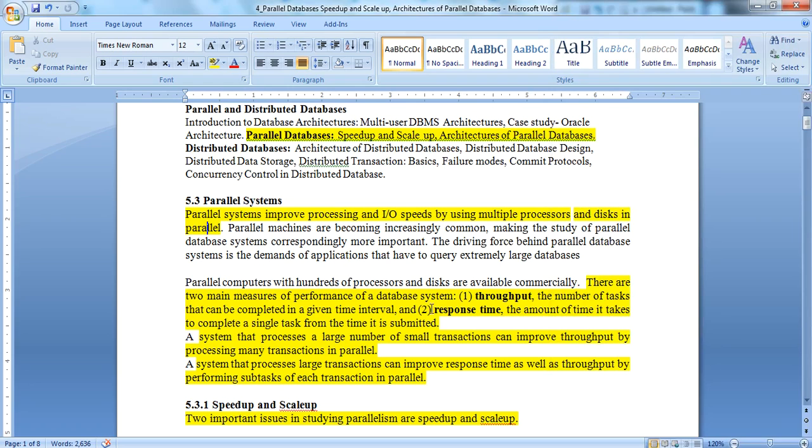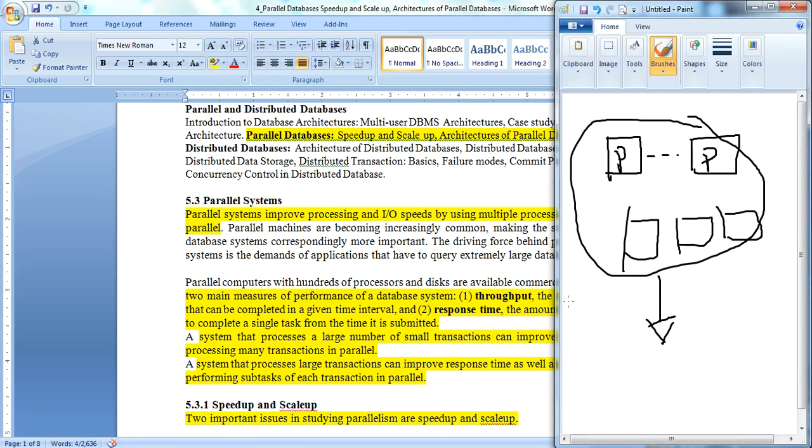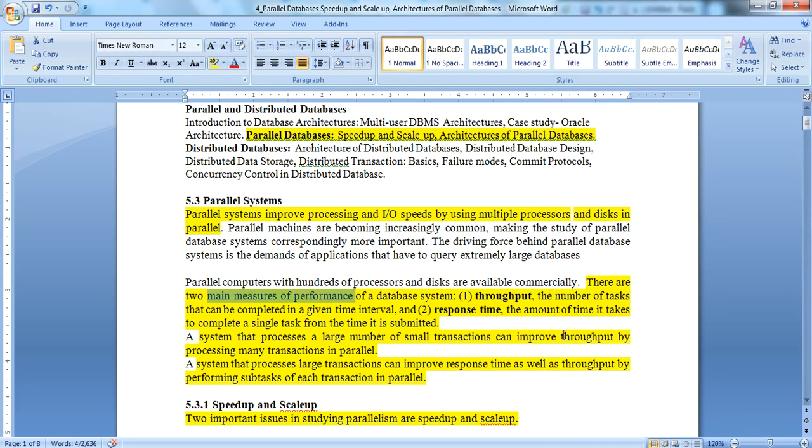Now there are two main measures of performance. If we provide a single processor with a single disk, what will the performance be? If we provide multiple processors and multiple disks, what will the performance be? This performance is evaluated with two points: the throughput of a system and the response time of a system.